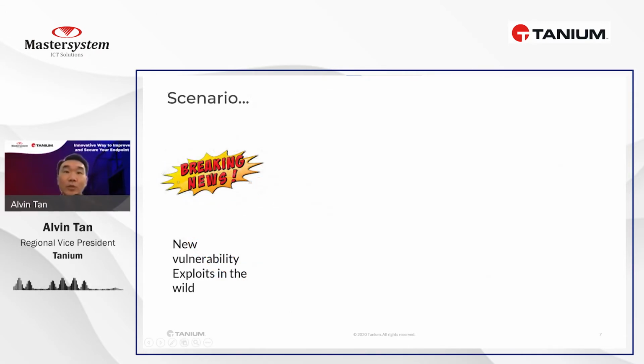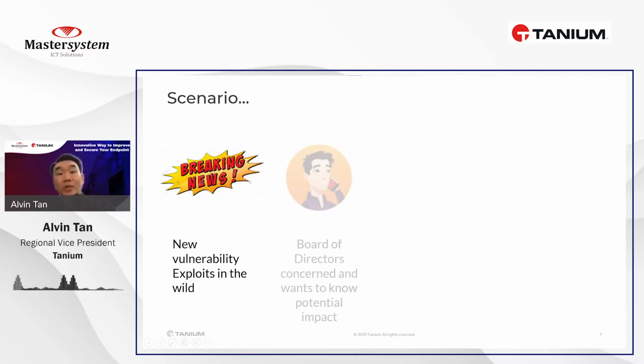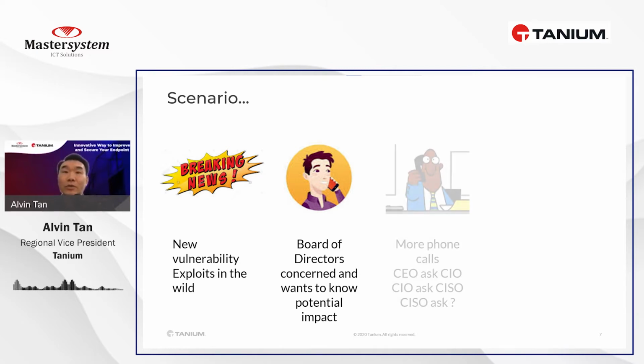So I like to paint a scenario, and this is a standard zero day type of scenario. You wake up in the morning, there's a new vulnerability. In fact, just these last 2 days, we see the Kaseya one, right? New vulnerability, exploits are already taking advantage of that vulnerability in a while. Your board of directors want to know what's the potential impact, and then they make some phone calls, call your CIO, call CISO, and so on.